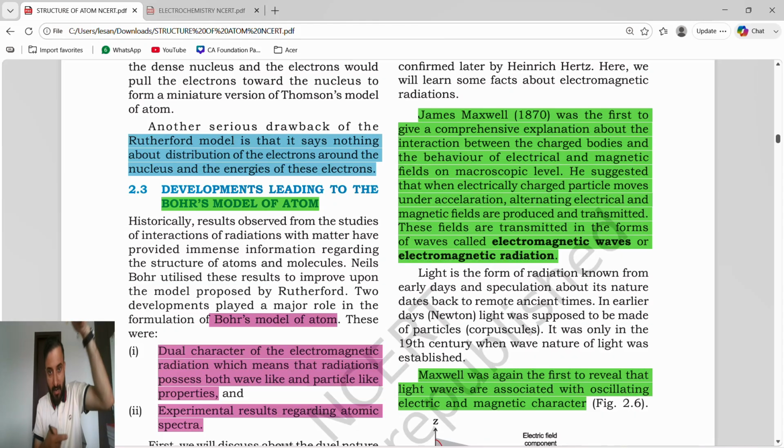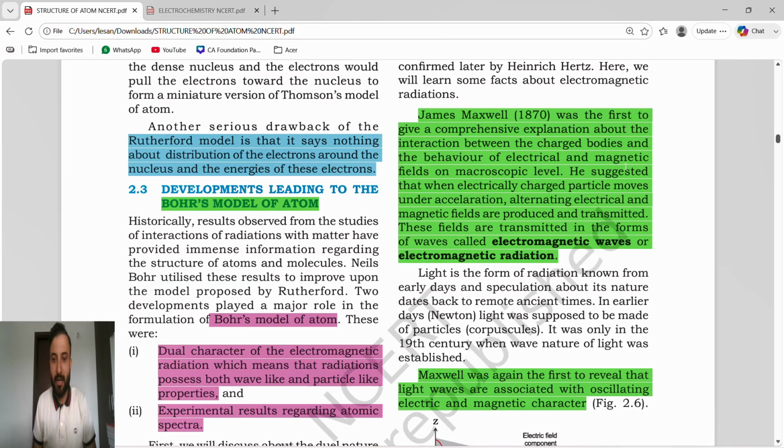Electrical field, magnetic field, electrical field, magnetic field, not produced together, guys. Alternatively, if electrical field is producing, only electrical field will produce. If magnetic field is producing, only magnetic field is producing. Okay, both fields will be produced but not at the same time. So that's why they said alternating. Alternating means one after other. Either the whole electrical field will produce, or if magnetic field is produced, the whole magnetic field is producing.